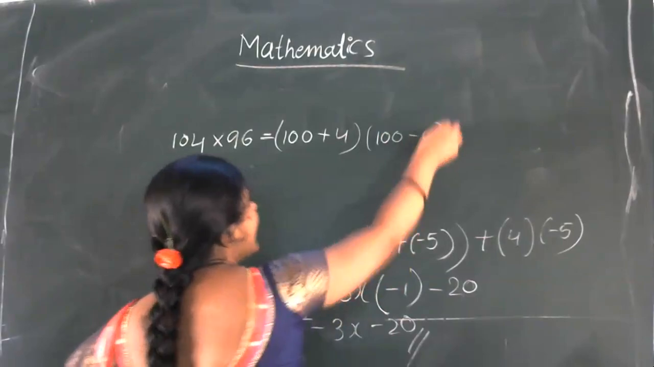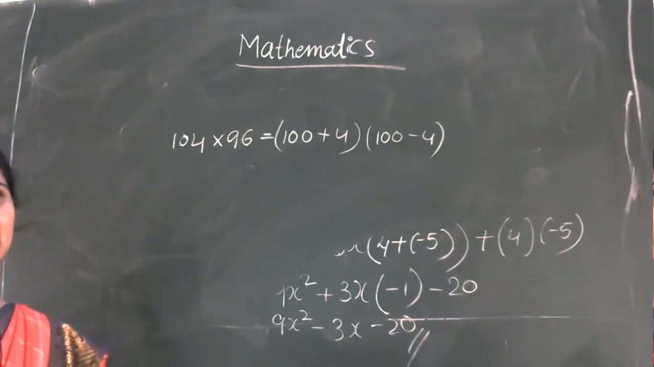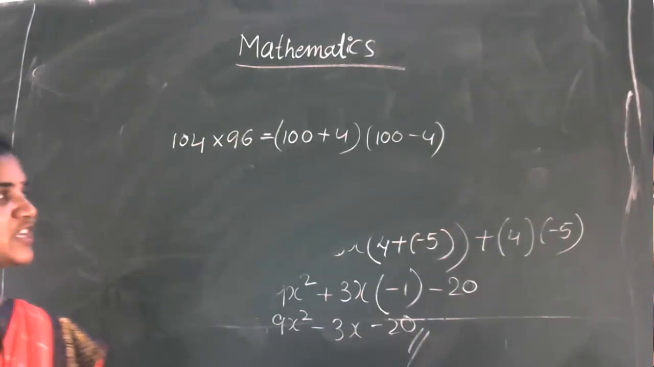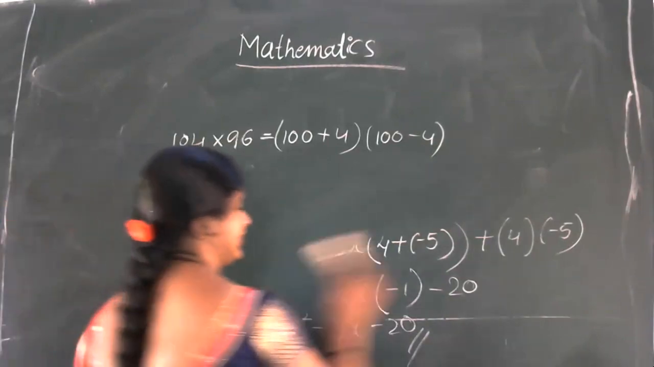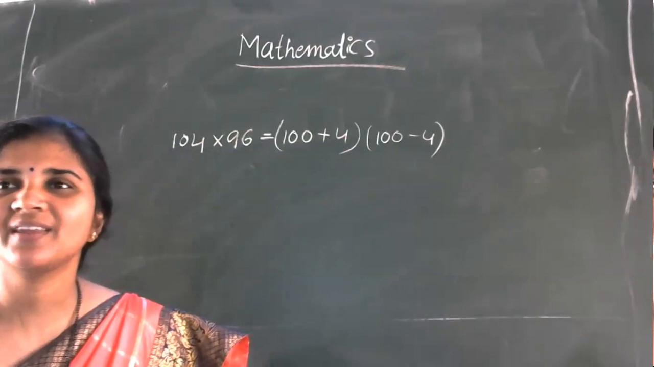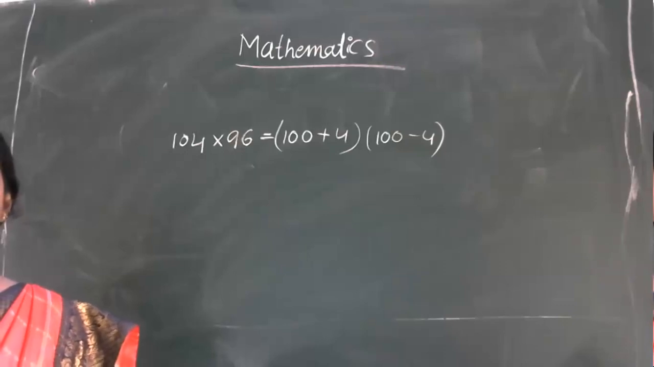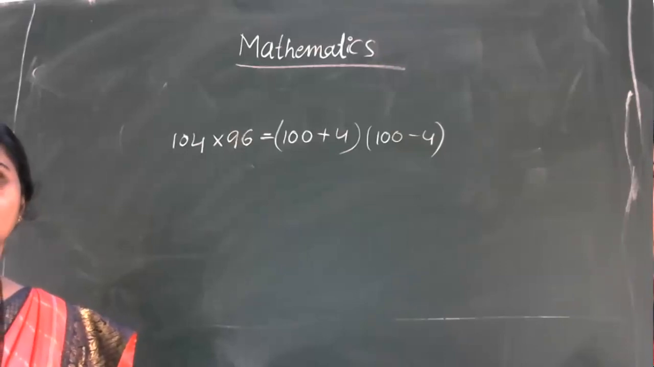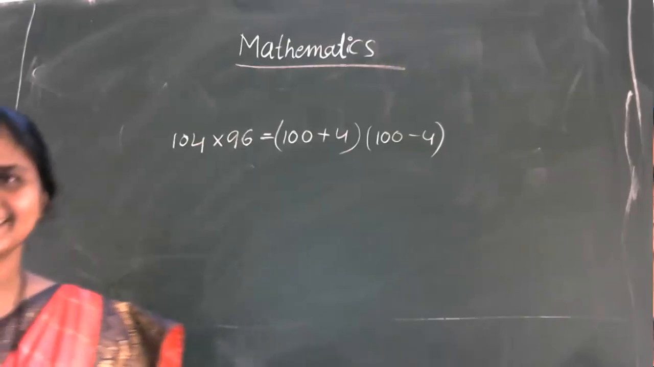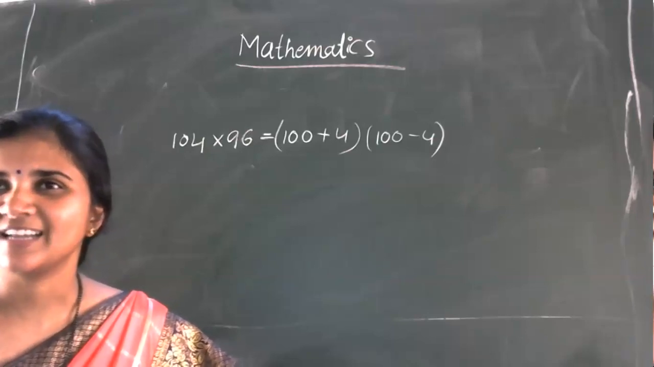Yes, very good, Sushrita. You all know how to solve this type of problem, no? 100 plus 4 is 104, 100 minus 4 is 96. Here, which identity do we have to apply? Which identity? Satvik? Which identity?